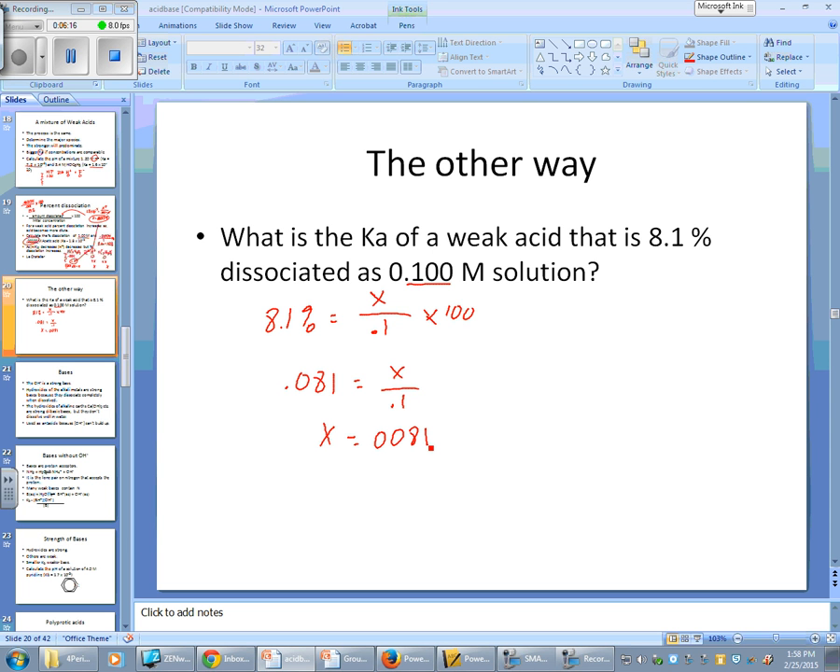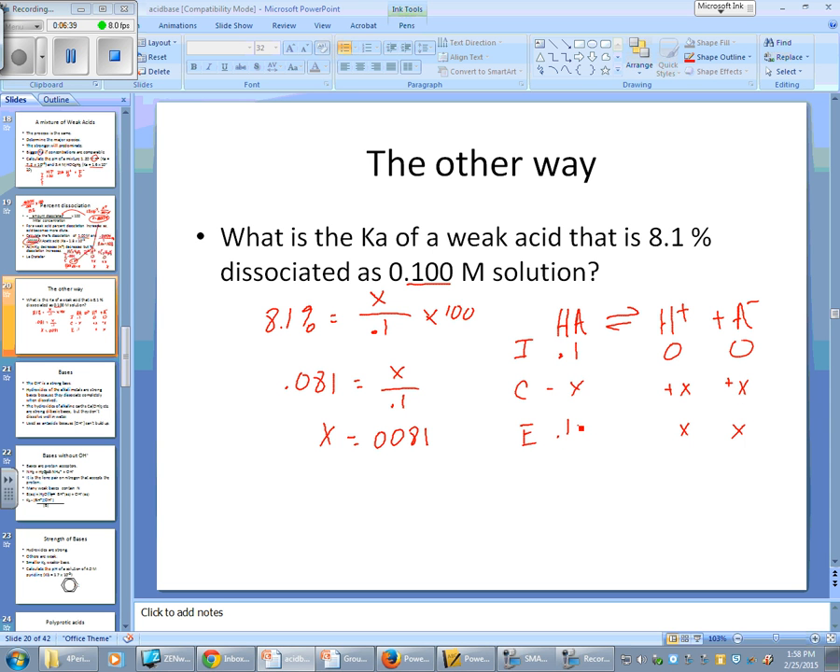Now to find the Ka, I've got to find those equilibrium concentrations. So it's some sort of weak acid. It's going to split up and get back together. I start off with 0.1 of this and nothing of these initially. Change and equilibrium. At equilibrium, I'm going to have X of both of these.